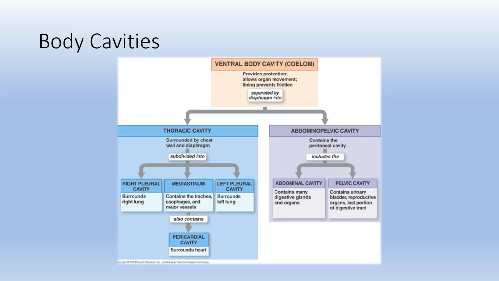In the thoracic cavity, again, we have the left and right pleural cavities, which surround the lungs, and a central passageway known as the mediastinum. The mediastinum is not actually a cavity, but it does contain the pericardial cavity, which surrounds the heart. Inferior to or below the diaphragm, we find the abdominopelvic cavity, which includes the abdominal cavity, housing digestive viscera, and the pelvic cavity, which contains the urinary bladder and reproductive organs.